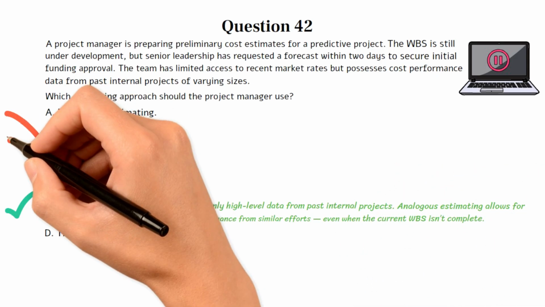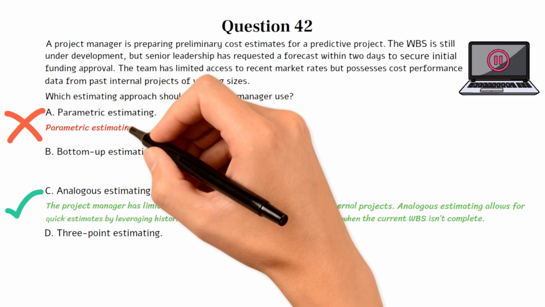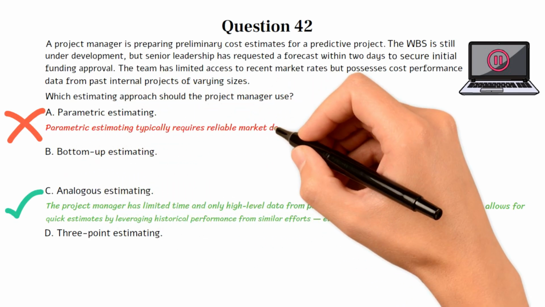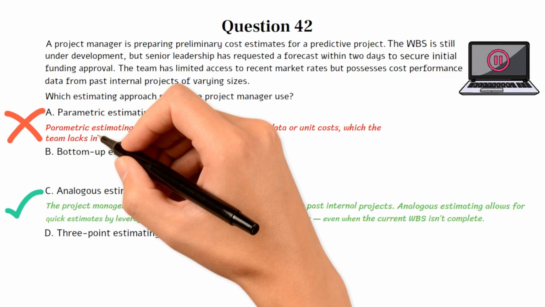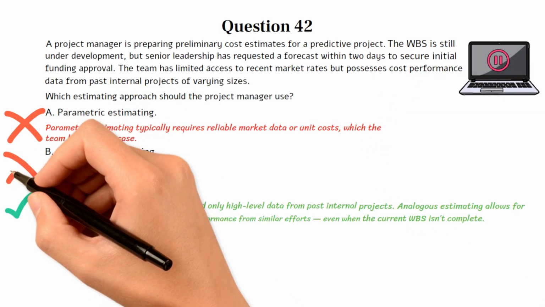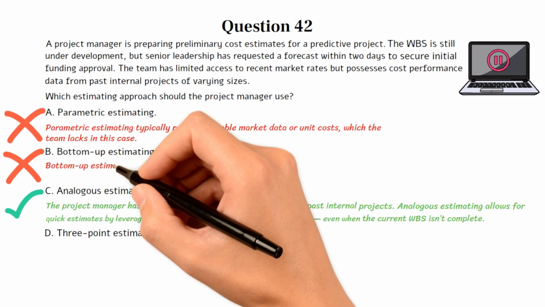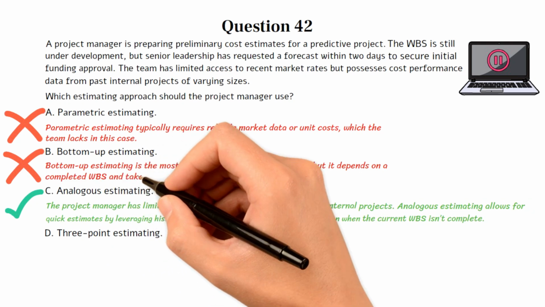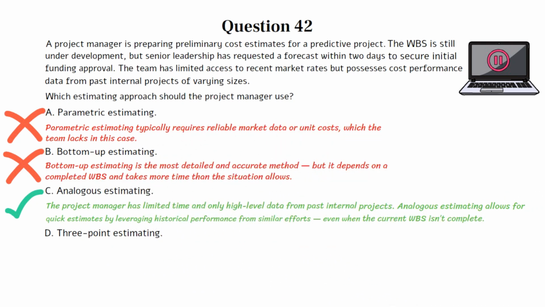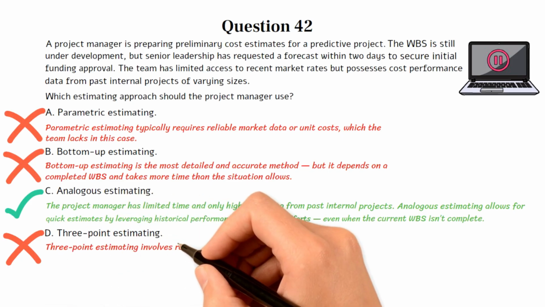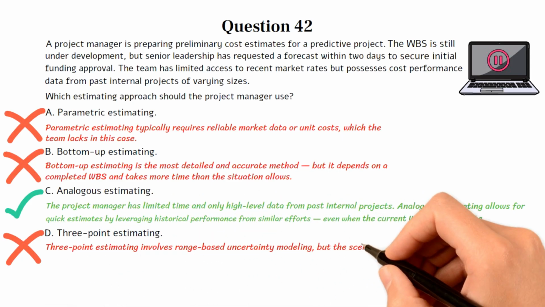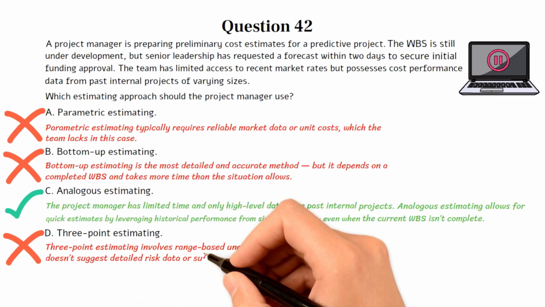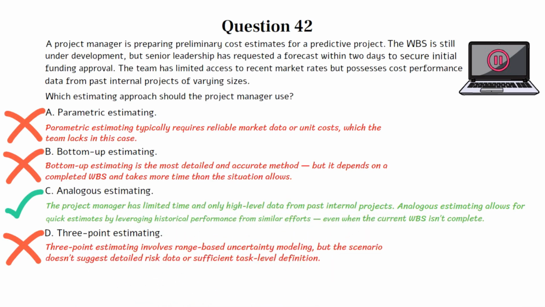Choice A is incorrect. Parametric estimating typically requires reliable market data or unit costs, which the team lacks in this case. Choice B is incorrect. Bottom-up estimating is the most detailed and accurate method, but it depends on a completed WBS and takes more time than the situation allows. Choice D is incorrect. Three-point estimating involves range-based uncertainty modeling, but the scenario doesn't suggest detailed risk data or sufficient task-level definition. Let's move on to the next question if you're ready.